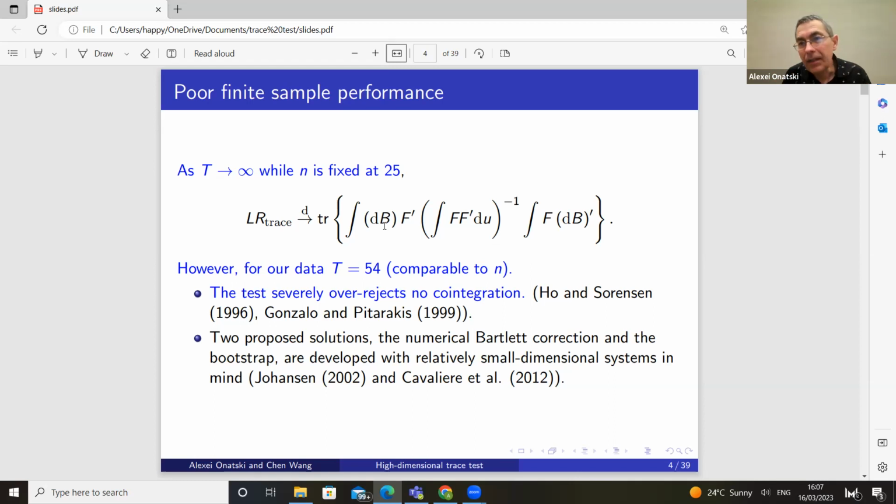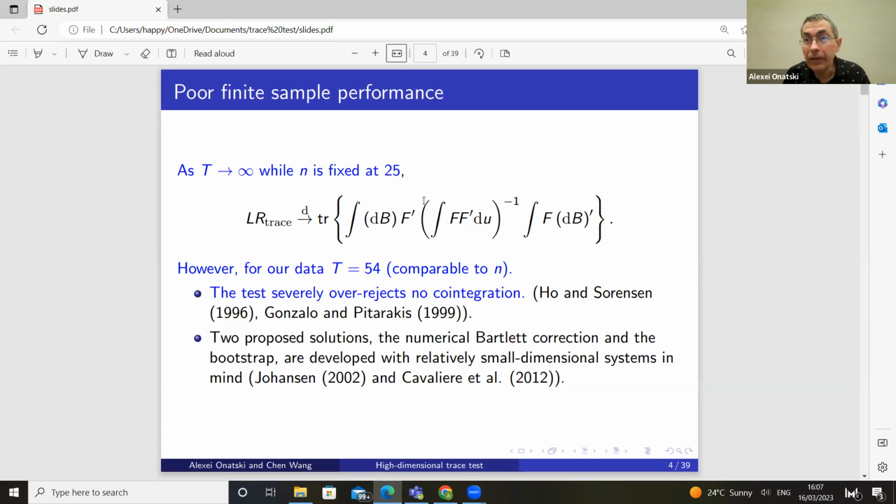Here B is multidimensional, 25-dimensional Brownian motion, and F is just a transformation of this Brownian motion. The precise form of this transformation depends on the specification of the error correction model, like which deterministic terms you include there, but it's not particularly important. The important thing is that as t goes to infinity, you can simulate this distribution.